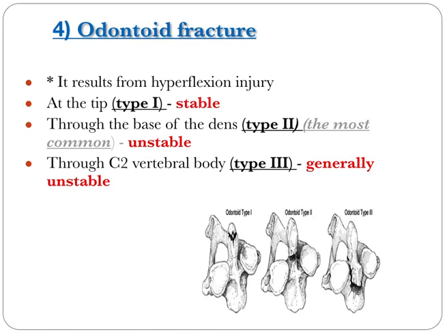Odontoid C2 fracture can be classified according to Anderson classification into type 1, 2, or 3, where type 1 is an avulsion at the tip of the odontoid, type 2 is at the base of the dens, and type 3 is through the body of C2. Normally, the treatment for type 2 and 3 is surgical fixation.